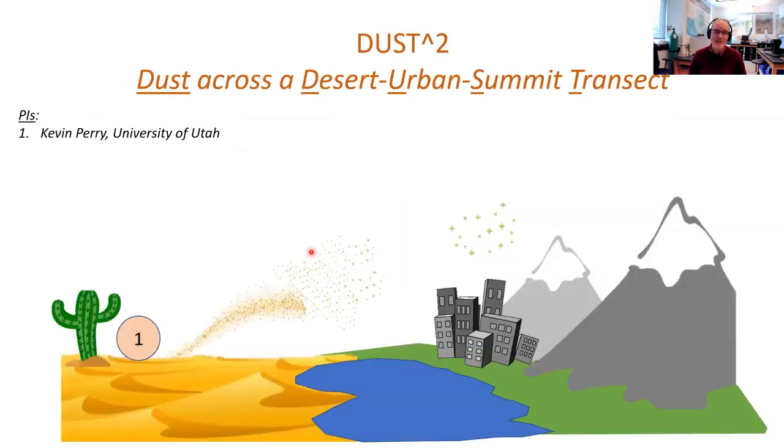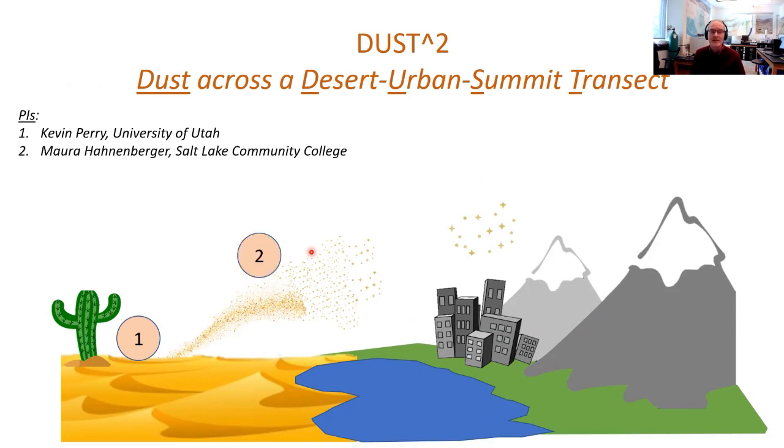I'm certainly not doing this all by myself, far from it. Very quickly, I just want to mention the other PIs on this project and the critical roles that they're playing. Kevin Perry at the University of Utah is the expert on our team who's studying the properties of dust emitting landscapes, particularly focusing on the expanding desert around the Great Salt Lake.